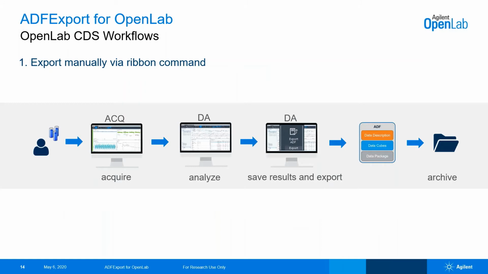In OpenLab CDS, you have the possibility to export your data manually to ADF. So typically you acquire your data, review and analyze it in data analysis. And after saving all your results, you can export the data by using a ribbon command. In this case, one ADF file is created for the whole result set. This means that the whole sequence context is stored in one single ADF file.